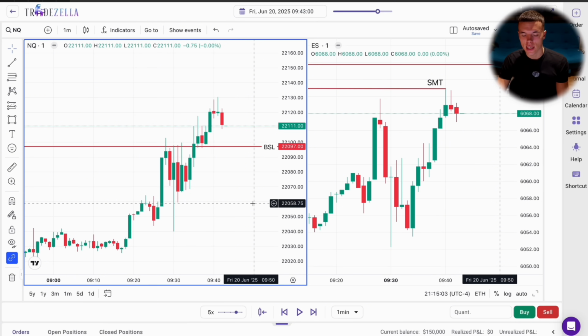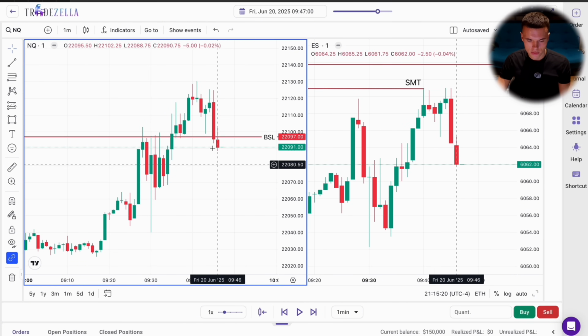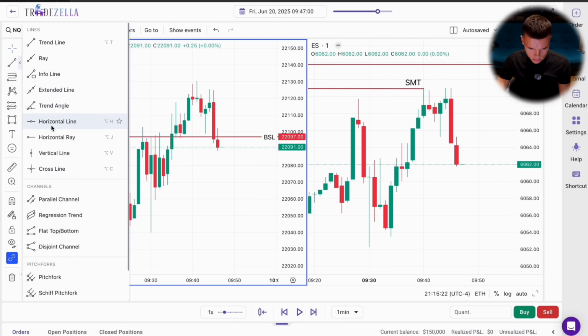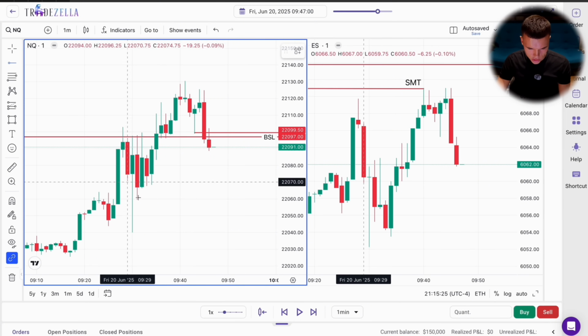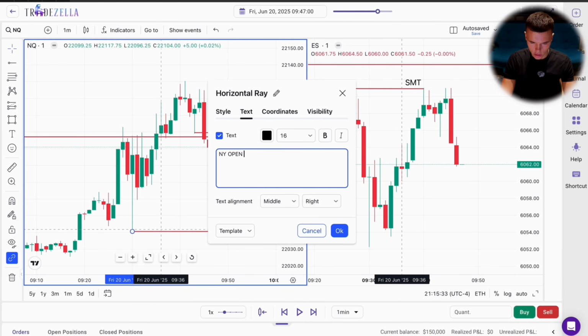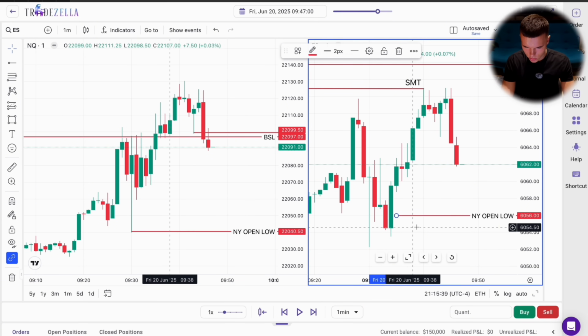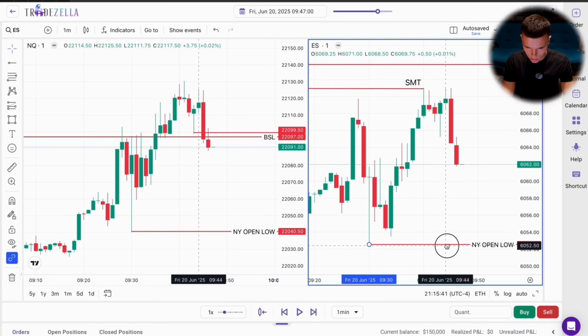Let's fast forward price as we go into this macro to see whether we get any opportunities to look for shorts. Okay, as you guys can see here, we've seen a shift in market structure below the previous short-term low. We have a clean draw. This is the New York Open candle. Therefore, the New York Open low was created by price, and we're going to copy this over to ES as well, as we also have a clean New York Open low.